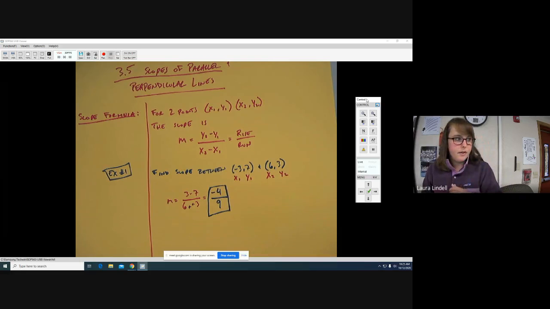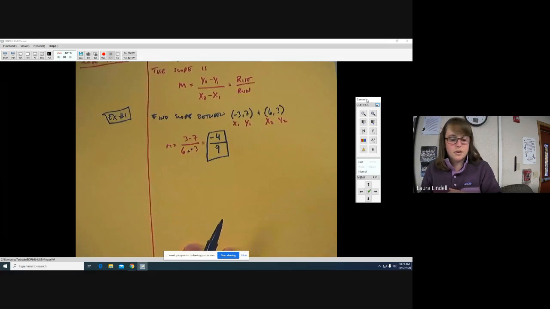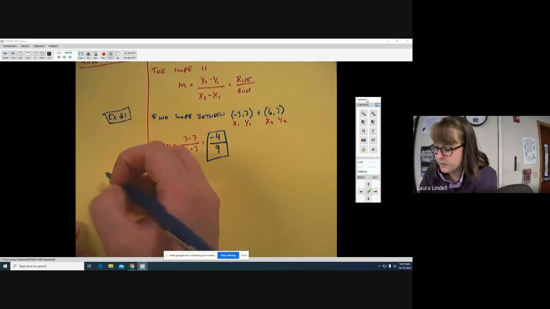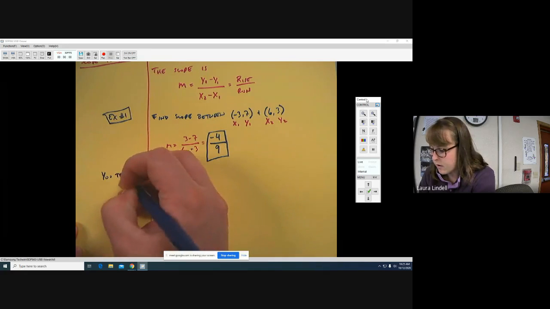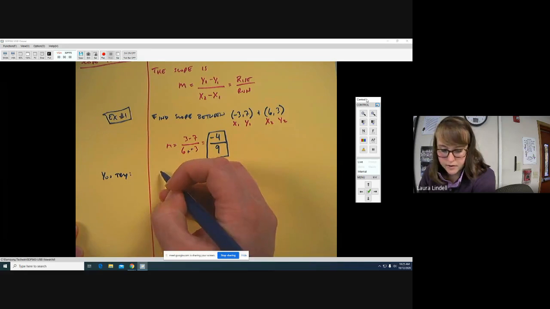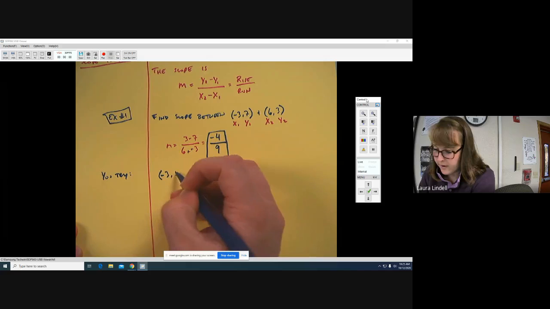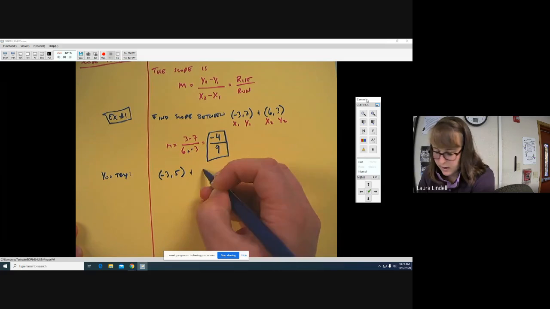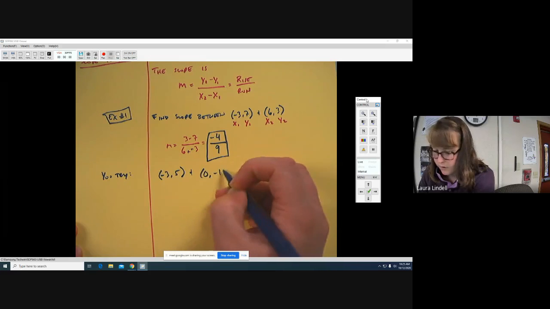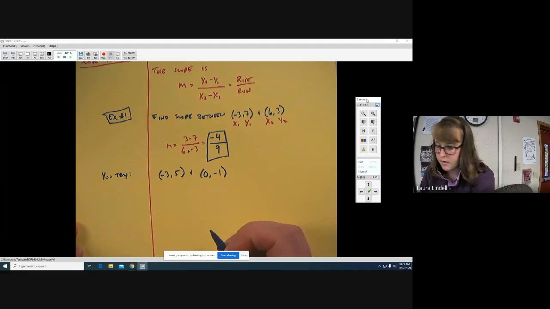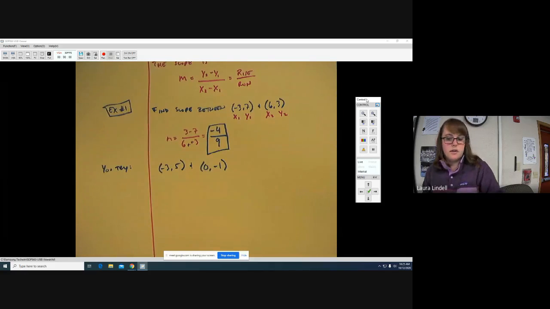All right. We'll do another slope really quick. You guys try this one. We'll find the slope between (-3, 5) and (0, -1). So take a moment, try finding the slope. When you are finished, type done in the chat.